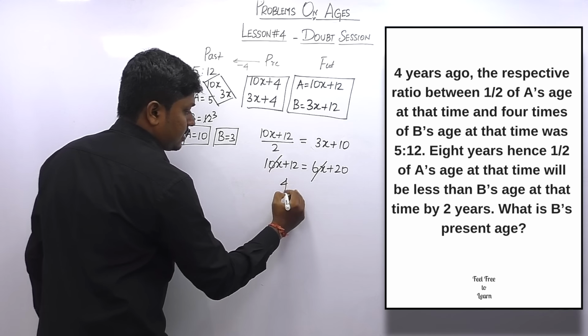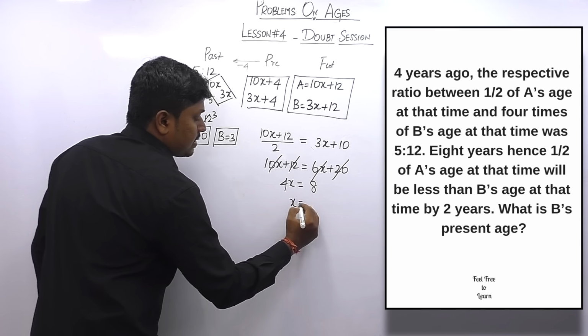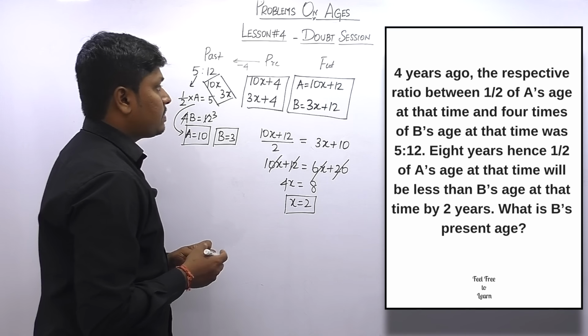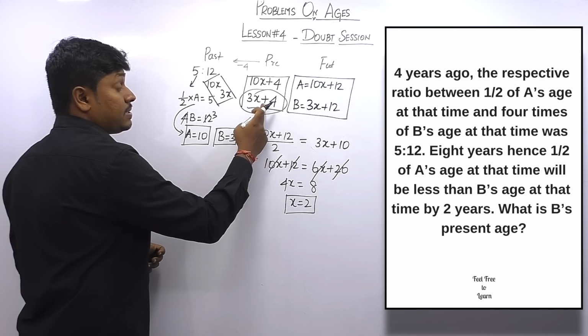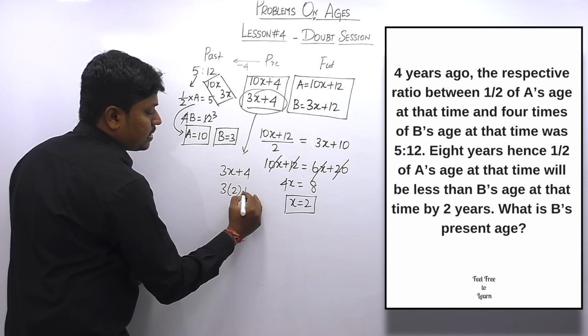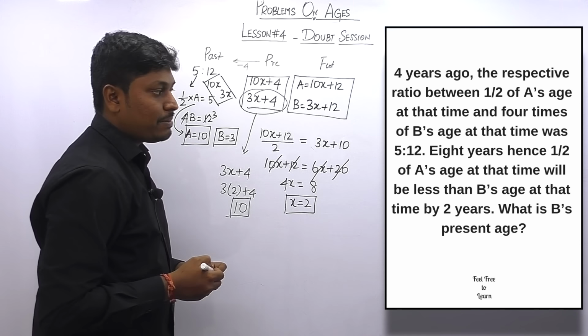So we can cancel this 4x. So 20 and 12 will be 8. So x is equal to 2. And what is our target? Our target is to find B's present age. So present age of B will be 3x plus 4, because it's past and this is present. So 3x plus 4 will be present. So 3 into 2 plus 4, 6 plus 4 will be 10. So finally B's present age will be 10 years.